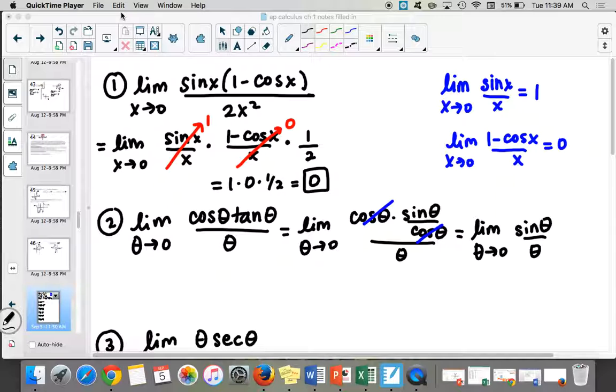So it doesn't matter that I have thetas. I feel like thetas cause people anxiety sometimes. They're like, why is there a theta in the problem? You're fine. You're past pre-calc. You understand that it's just a variable, just like x. So this is all going to go to 1 then. So we got it.